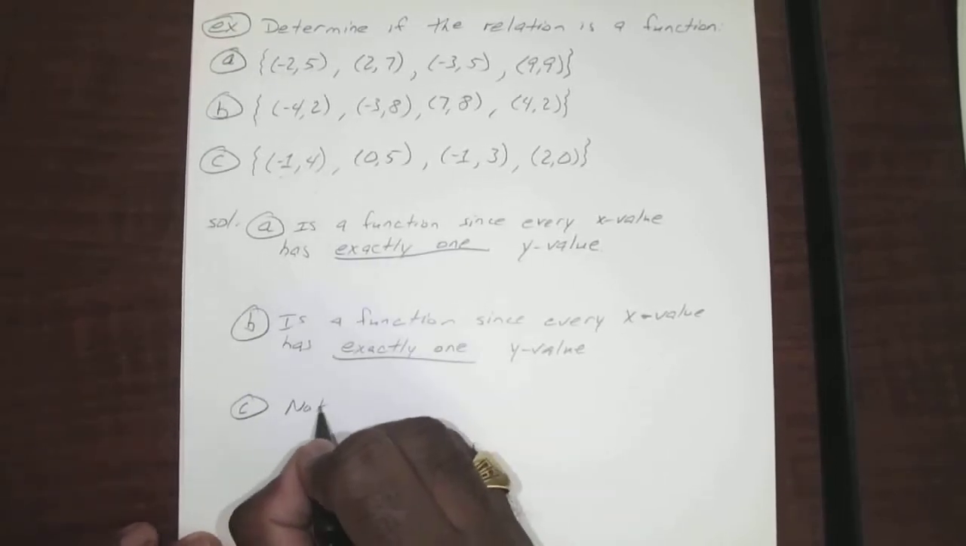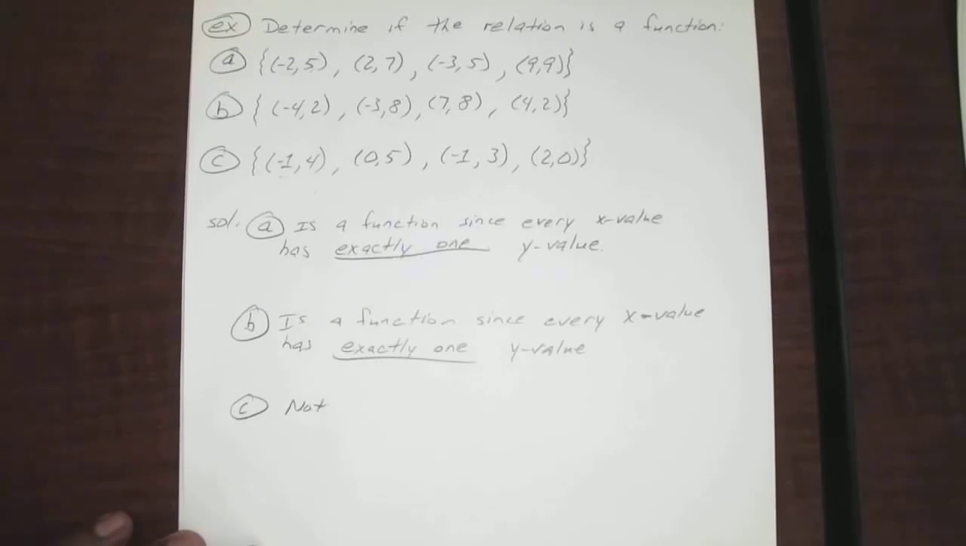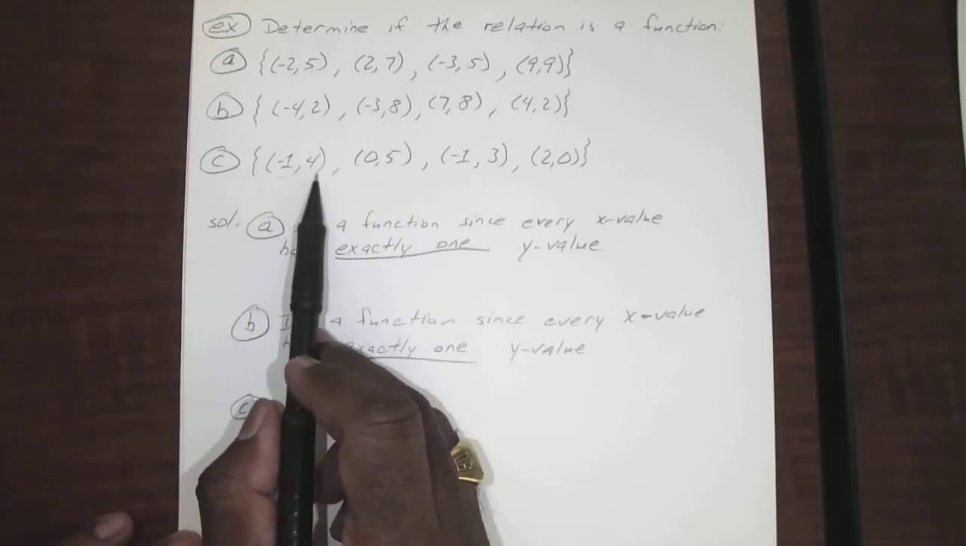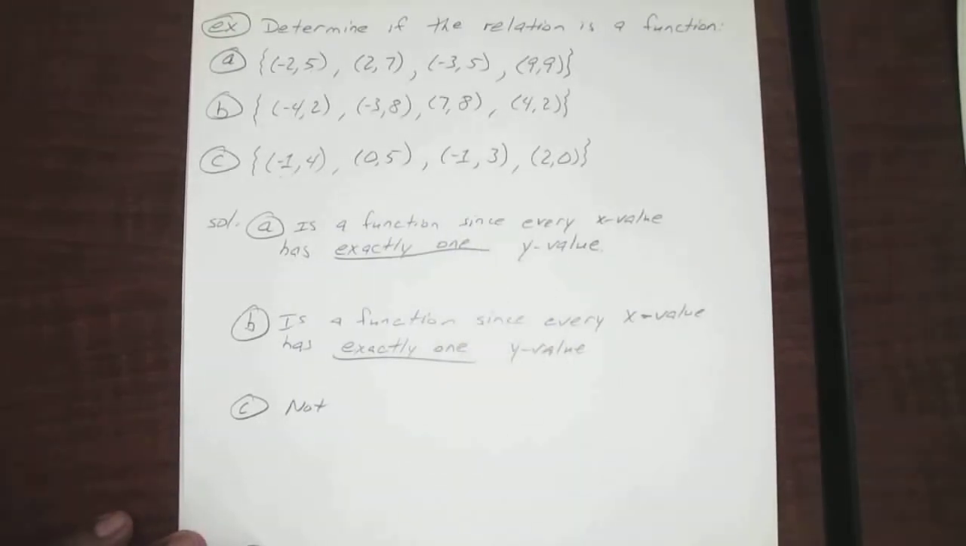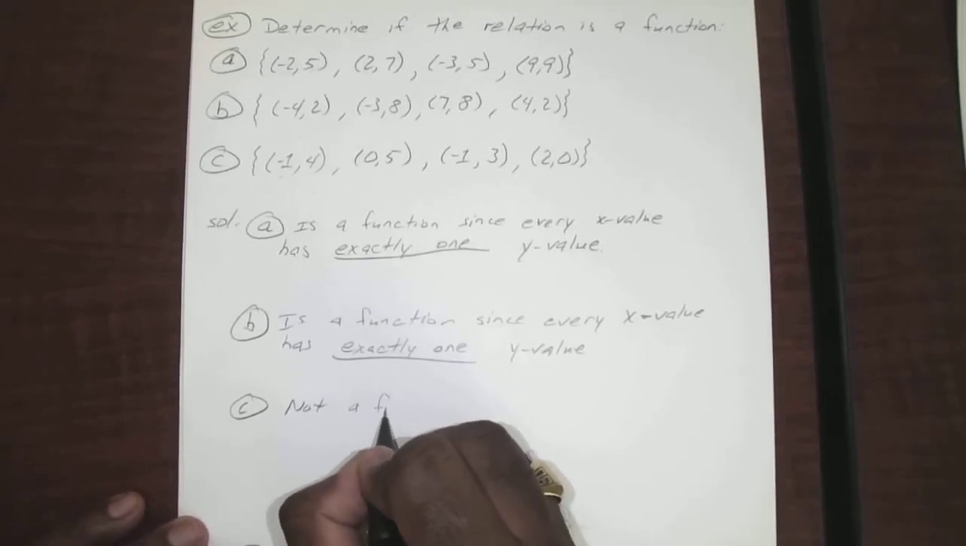Because if the x numbers are the same, then it's not a function, like if we have -1 and -1? Oh, you mean if both of these are -1? It could still be a function as long as -1 doesn't have a different value later on. Like if we have another -1 and 4, it's going to be a function because it's the same thing.